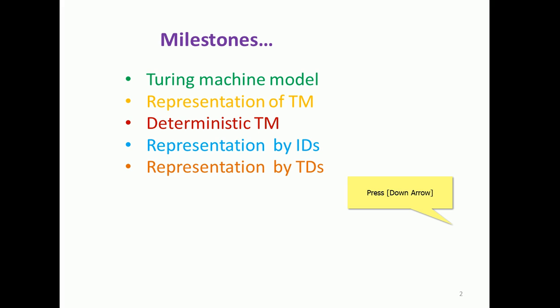Most of the time we have discussed state diagrams to represent the model, that is a deterministic finite model or the finite automata model. Similarly, the Turing machine model we can represent through the transition diagram or transition graph also. The representation by transition table also is an effort made by most of the literature to represent the Turing machine model, right?